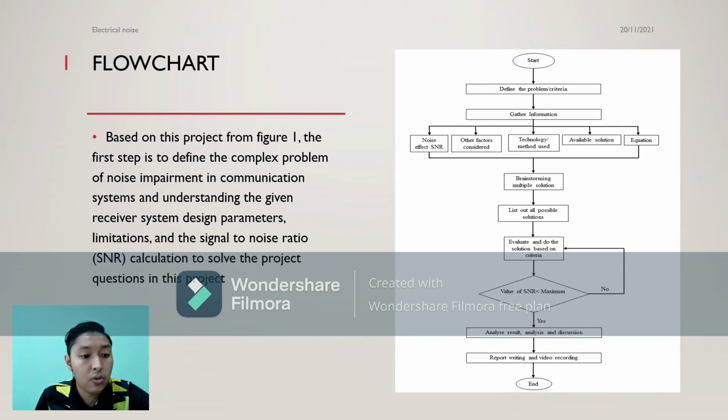Other than that, low or high complexity and cost of available solution. And lastly is the equation used.